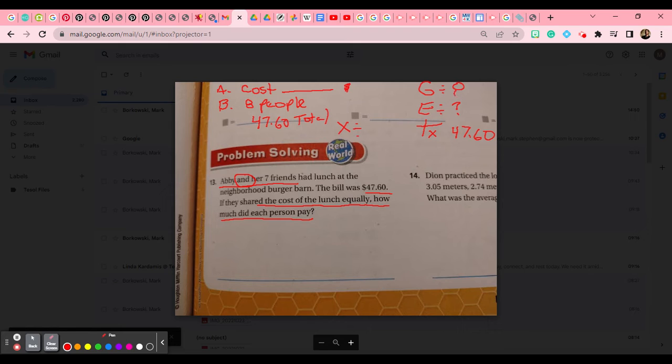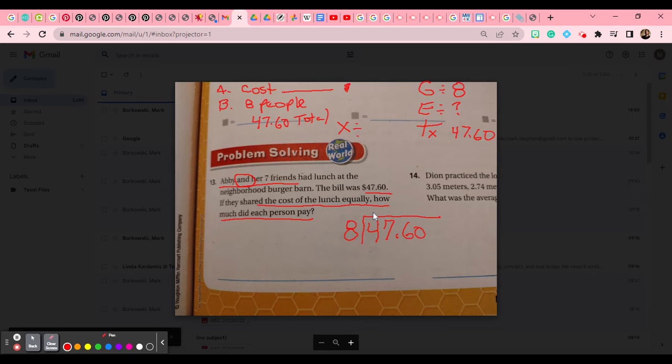So what we need to do is take that total and bring it down here. Our total is $47.60, and we're going to divide by 8. We already know it's division. It's just a matter of figuring out what goes where. We're looking for money, so we're going to have money under the house, and our divisor out here is 8 because that's the number of people in a group.